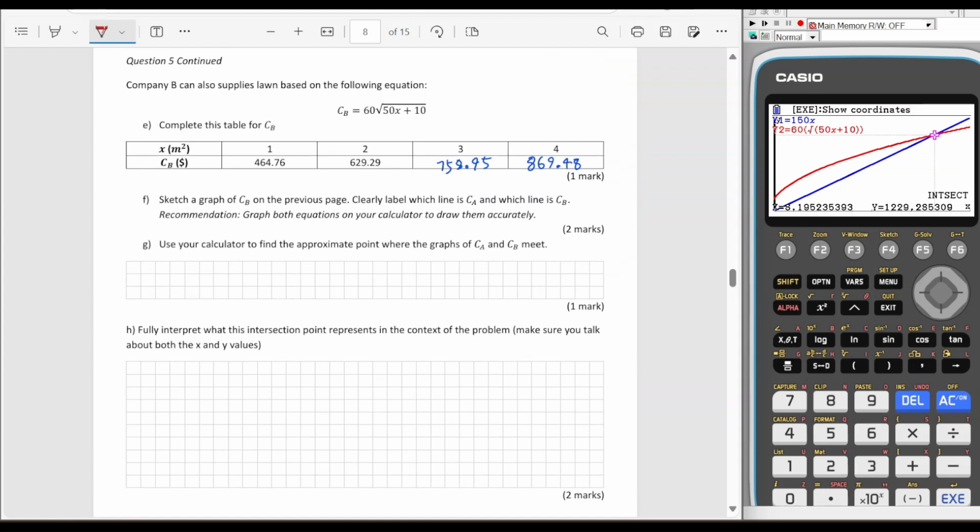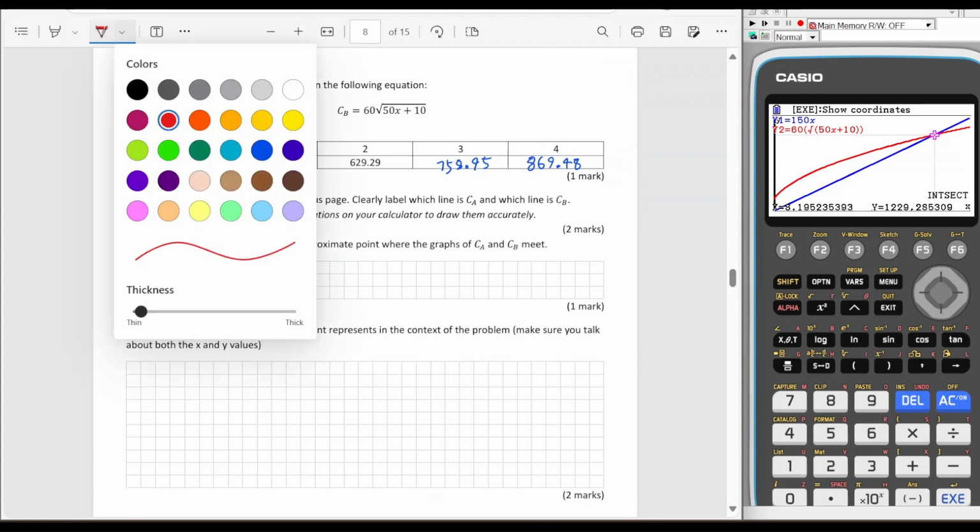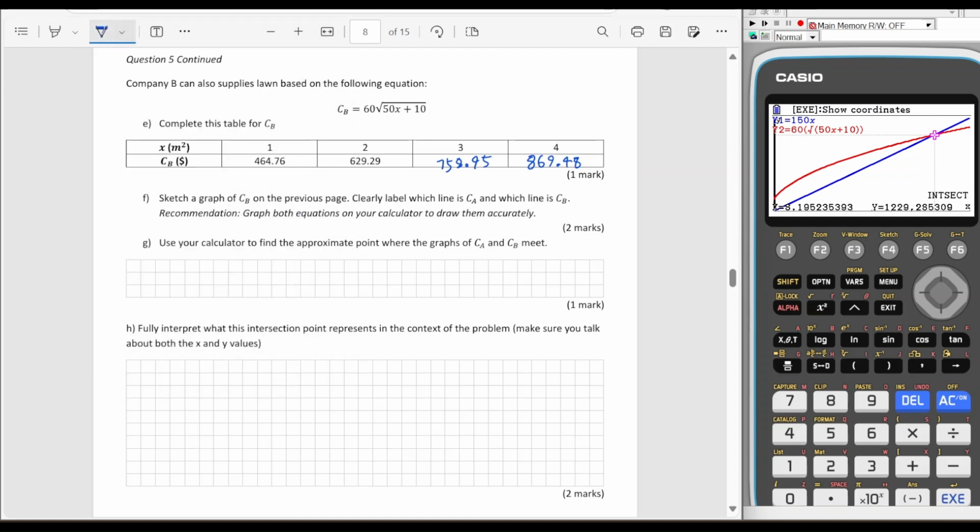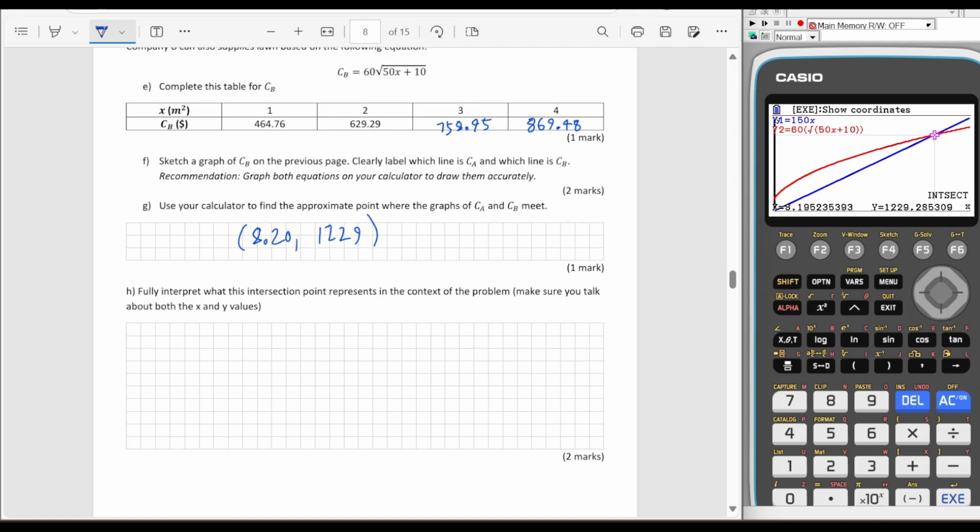Use your calculator to find the approximate where CA and CB meet. So we've already found that here, 8.19 or 8.20 and 1229. Now this is what I don't like about 3 significant figures. Technically that one there is the 4 significant figures, but I'm not going to round it up to 1230. That would be a bit silly.